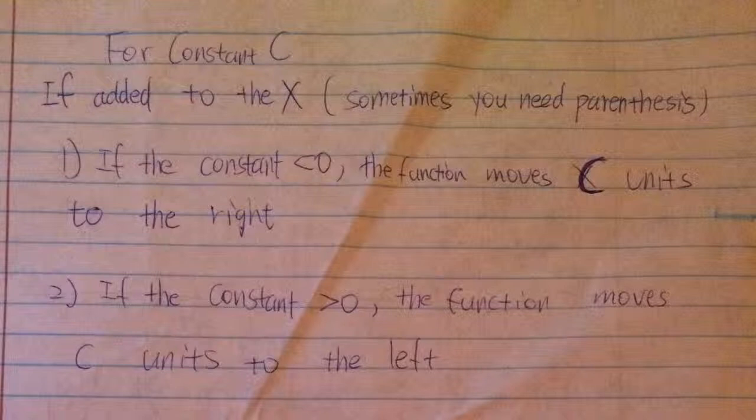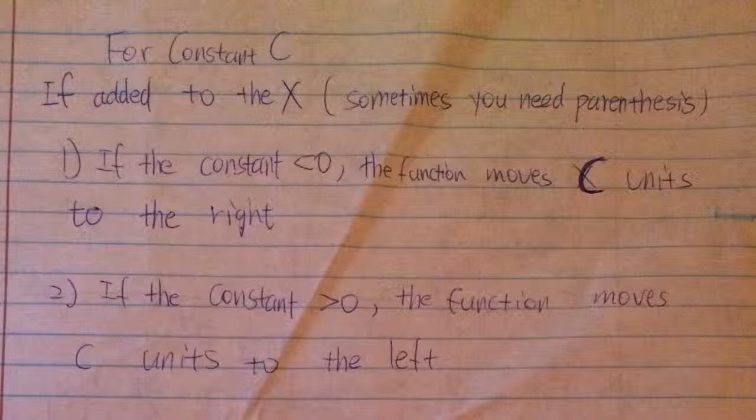C is the unit or number that you add to a function, or c is the amount of units that you moved a function. For constant c, if c is added to the x, sometimes you need a parenthesis. This usually happens when there's a power of the x, such as a square or a cube. If this condition happens, you need to put the x and c in the parentheses and the power outside of the parentheses to make the transition of the function correct.